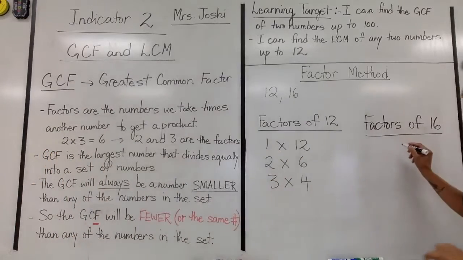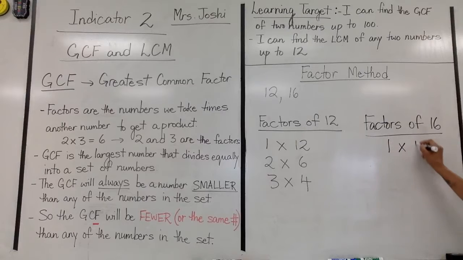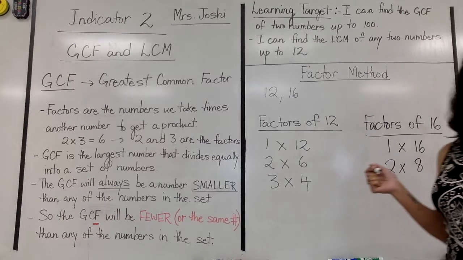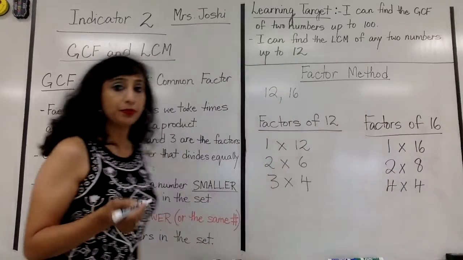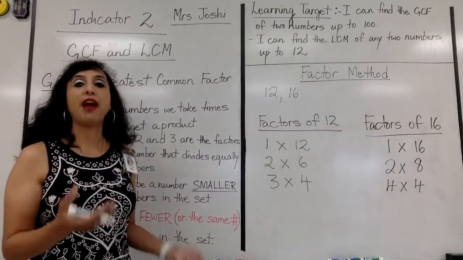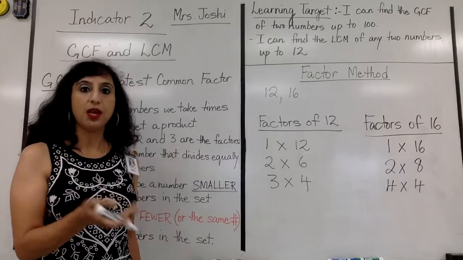The basic one, don't forget, 1 times 16. 2 times 8 also gives me 16. 3 times nothing is going to give me 16. So the next one, 4 times 4 gives me 16. And that's the highest that we can go to. Those are the different factors of these two numbers.